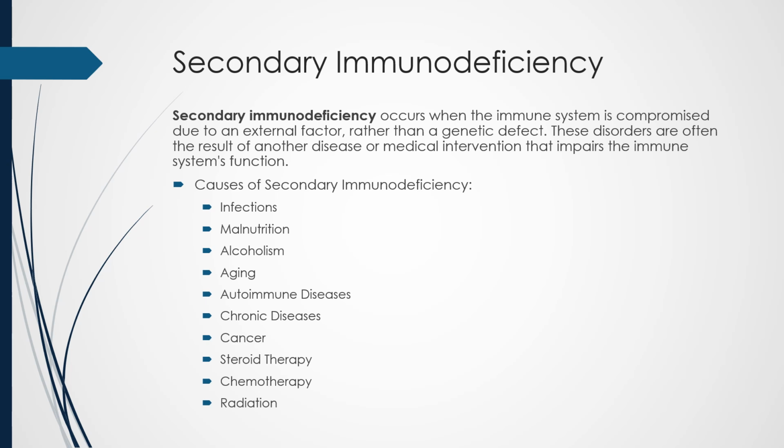Chronic diseases, conditions like diabetes, cancer, and other long-term illnesses can impair the immune system. Some cancers, especially those that affect bone marrow or lymphatic system, can disrupt the immune system's function. Long-term use of corticosteroids for conditions such as autoimmune diseases can suppress immune function. Chemotherapy drugs that target rapidly dividing cells can also affect immune cells, making patients more vulnerable to infections. Radiation therapy is used to treat cancer or other conditions and can harm immune cells that lead to immunosuppression.